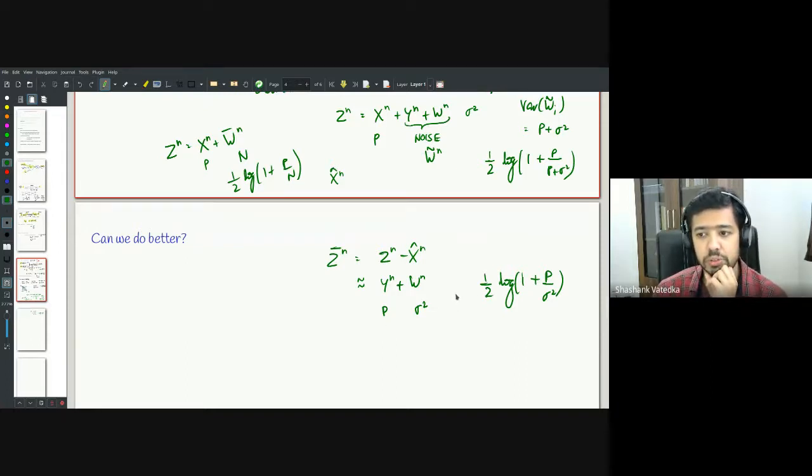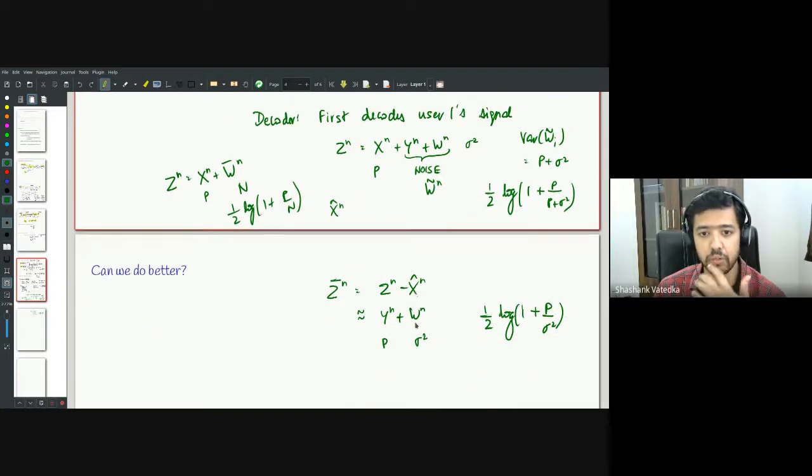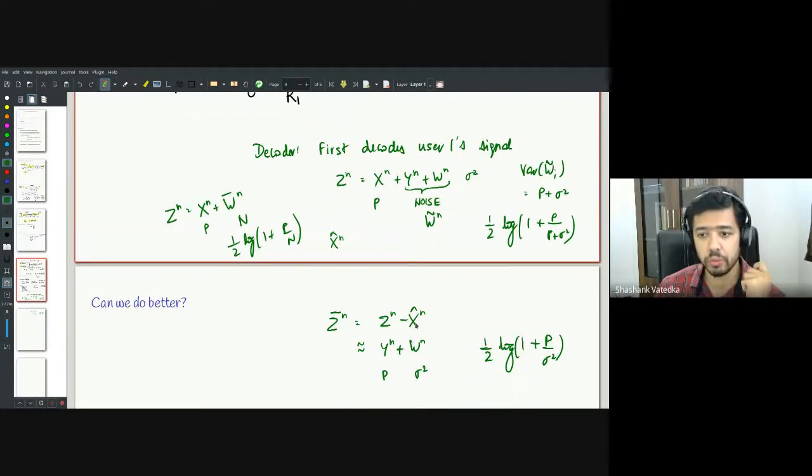So now let me recap what the decoder does. Both user 1 and user 2 now communicate at the same time. They're both using the same resources. They're talking at the same time. But what the decoder does is the decoder first assumes that user 2 signal is noise and first tries to decode only user 1 signal.